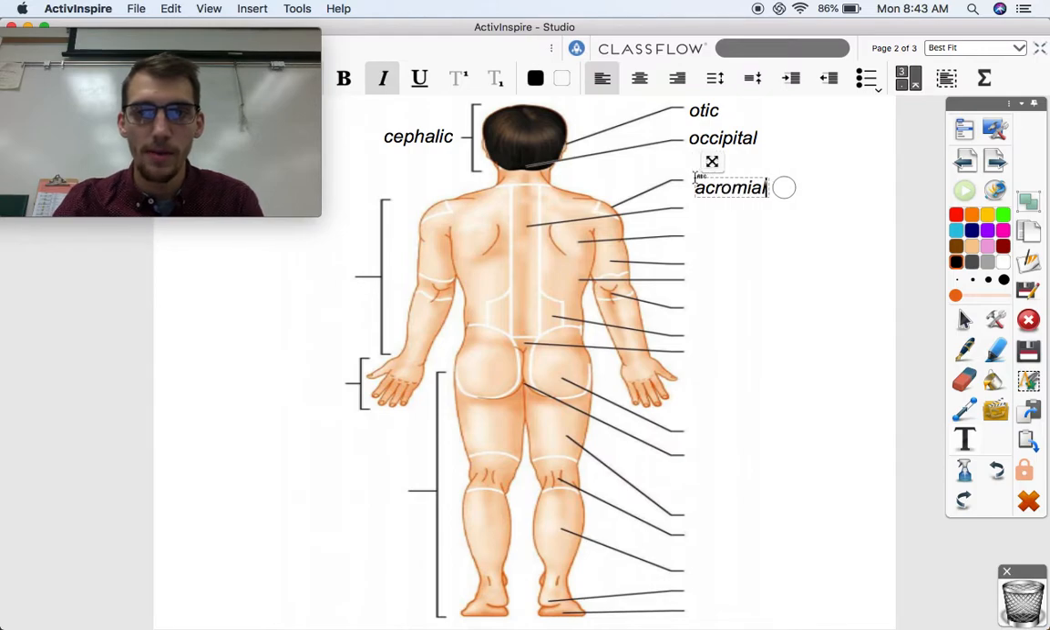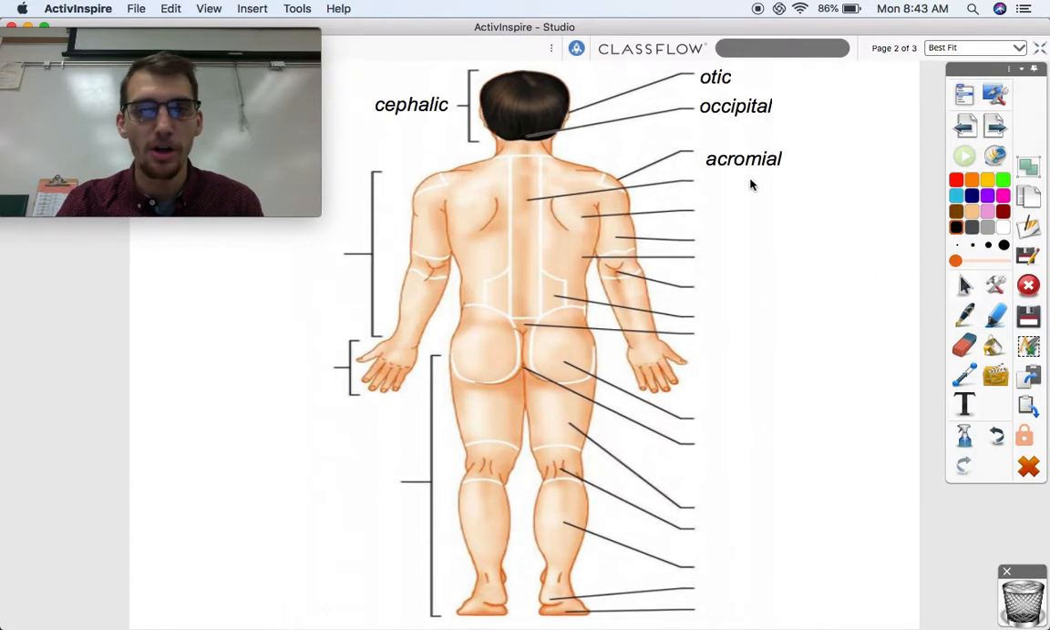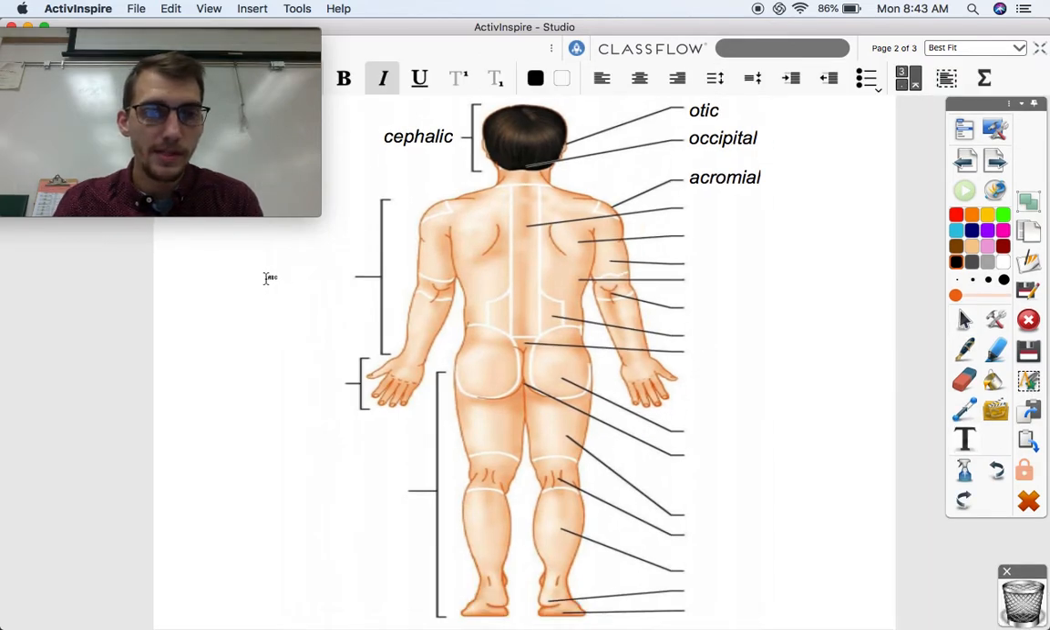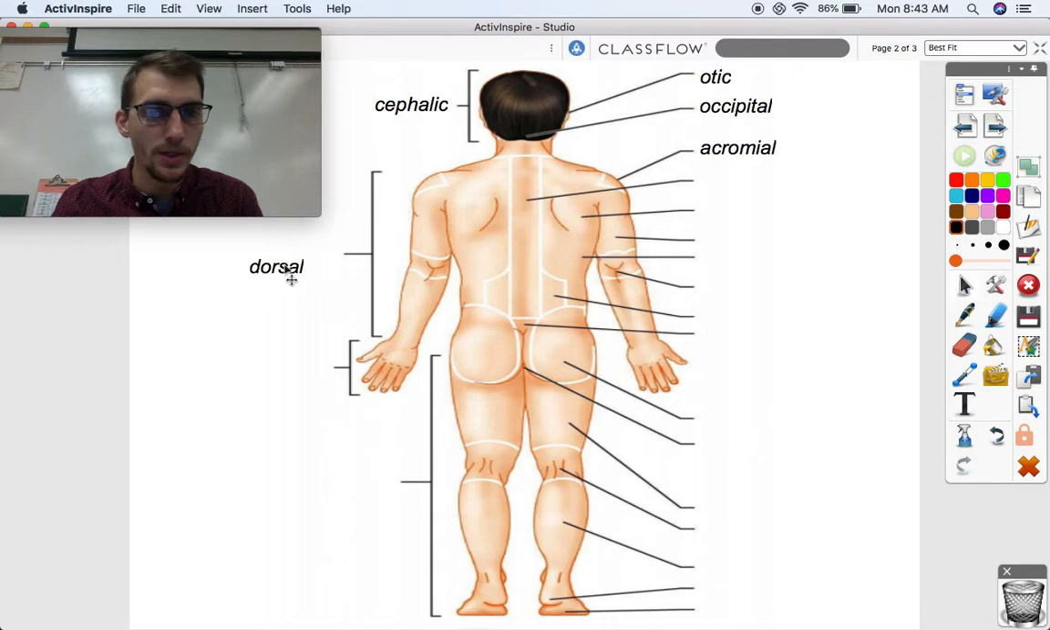So over here, if you remember from the other side, the point of your shoulder is your acromial region. Your acromion, again, that's the junction between your clavicle and your scapula. Acromion. All right, this big old bracket over here is referring to the back itself, which is the dorsal region, right? So if you have a dorsal fin, you have a fin coming out of your back.